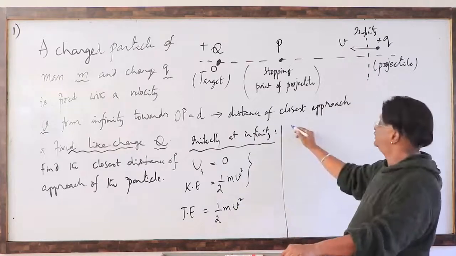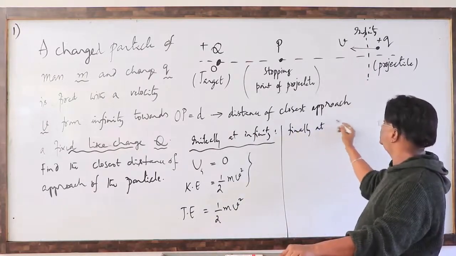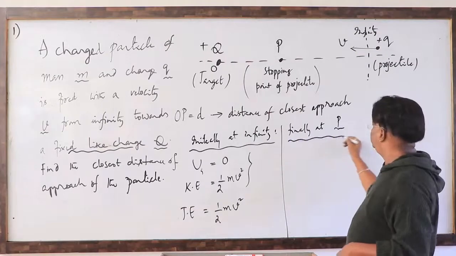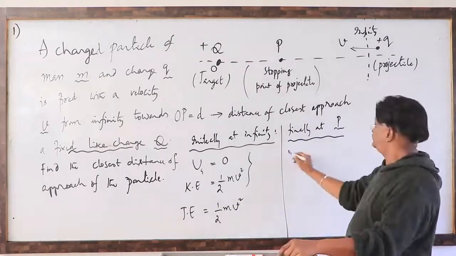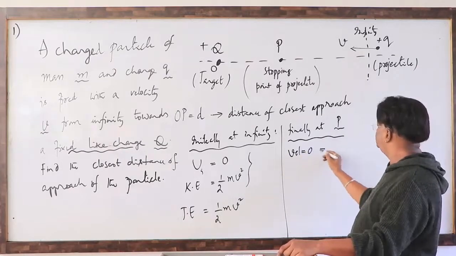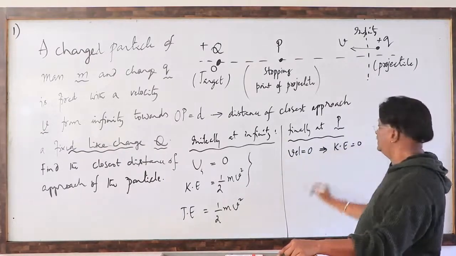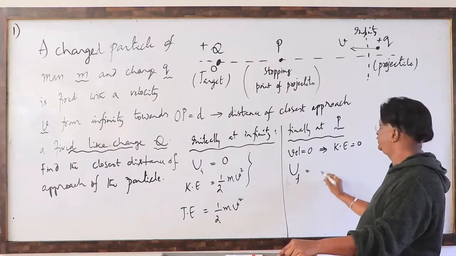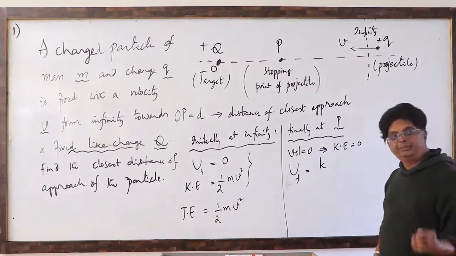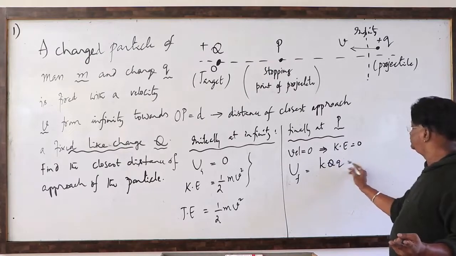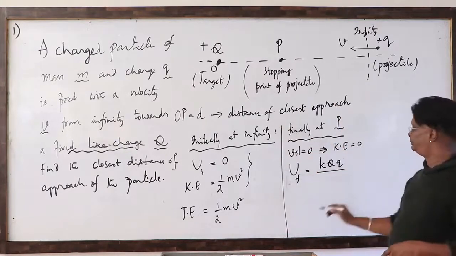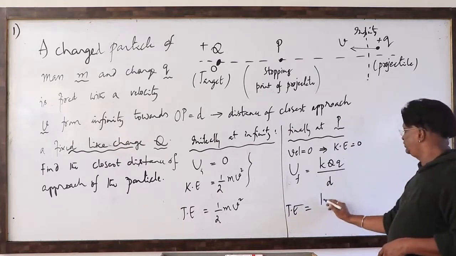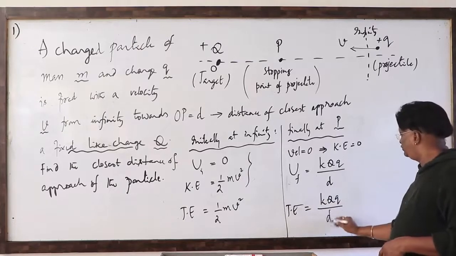Next, finally at point P, which is the closest approach, what happens? It has stopped. Therefore velocity is 0, which implies kinetic energy is 0. And what is the potential energy? Our expression of potential energy for two particles, capital Q and small q, is KQq by the distance between them. I have shown it as OP, which is nothing but D. Therefore the total energy is KQq by D.